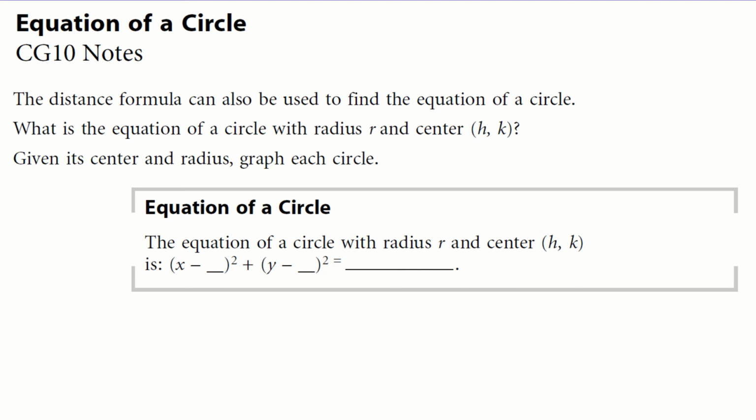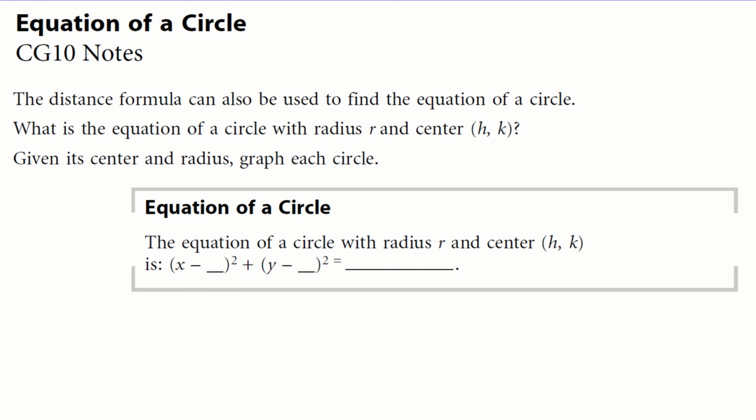Equations of a circle, CG10. Here we're going to talk about equations of a circle. These equations use variables that we've known already, like r. R is the radius of that circle, and h and k. Those h and k were used before in Algebra 1.